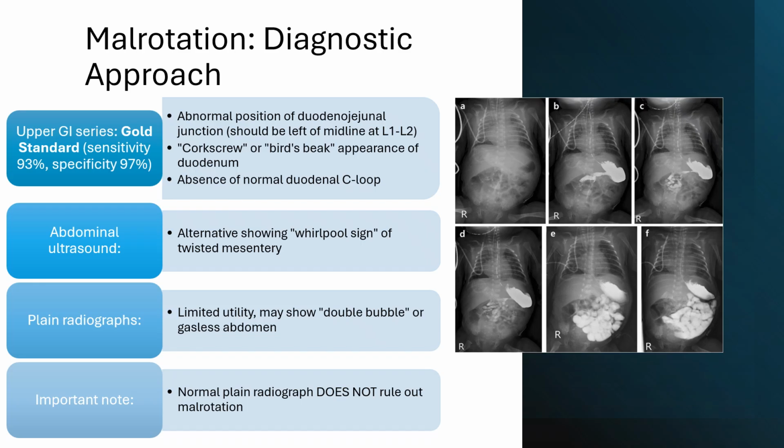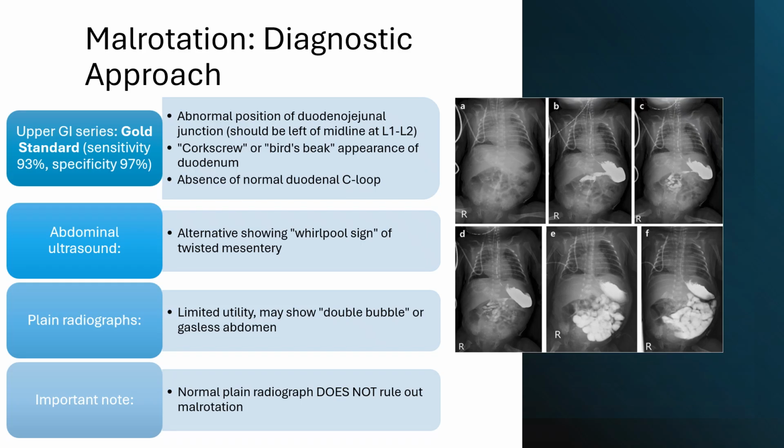The key finding is the abnormal position of the duodenojejunal junction, which should normally cross to the left of midline at the L1-L2 level. In malrotation, this junction fails to cross midline or sits abnormally low, indicating incomplete rotation. When volvulus is present, the upper GI demonstrates characteristic findings.